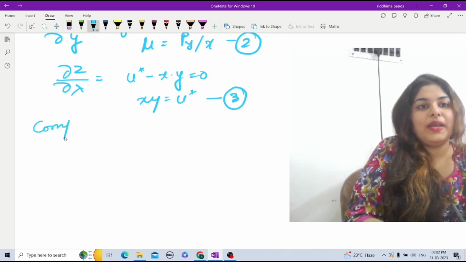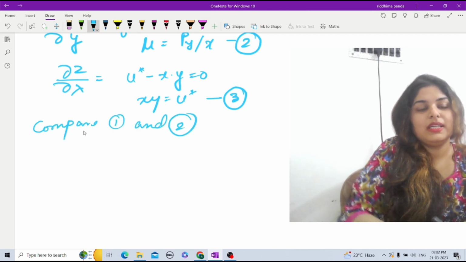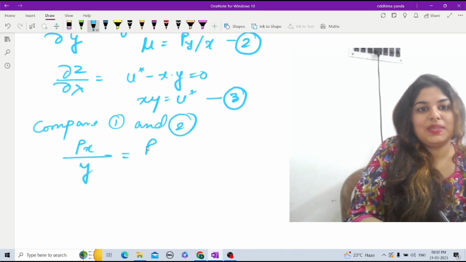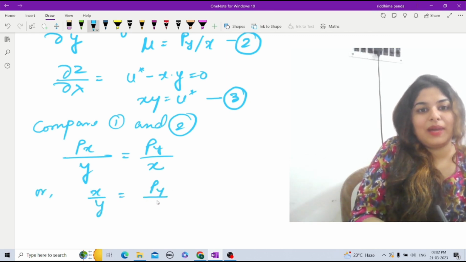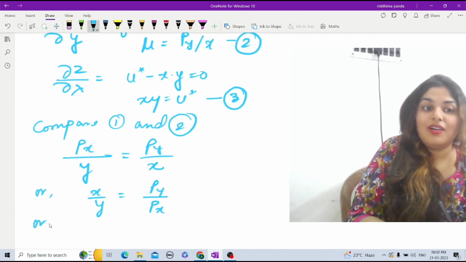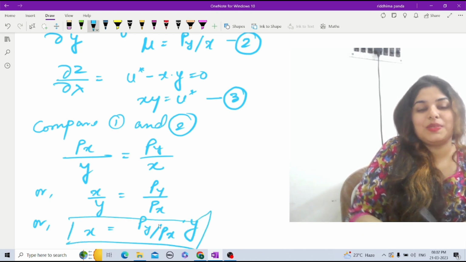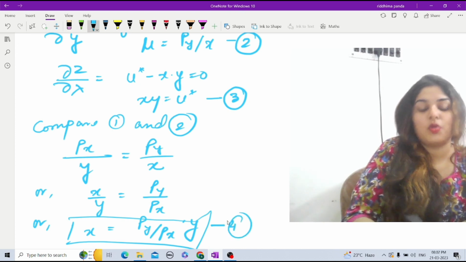Now compare 1 and 2. Px by y is equal to py by x, or x by y is equal to py by px, or x is equal to py by px into y. Okay, so this is the relation between x and y from the equilibrium that we have got. Let's say this is the fourth equation.